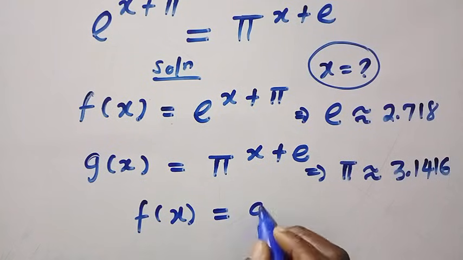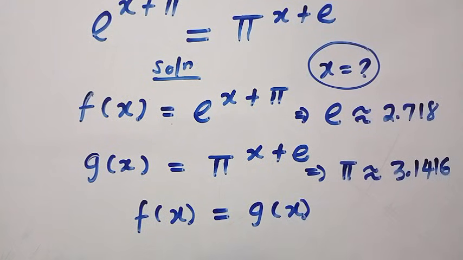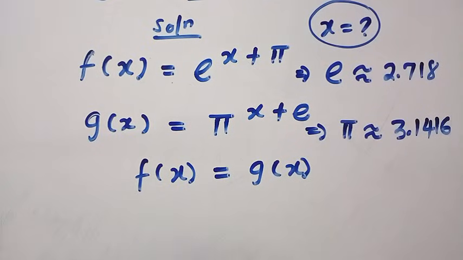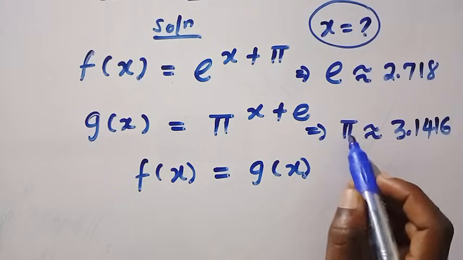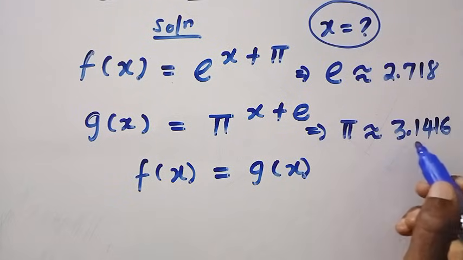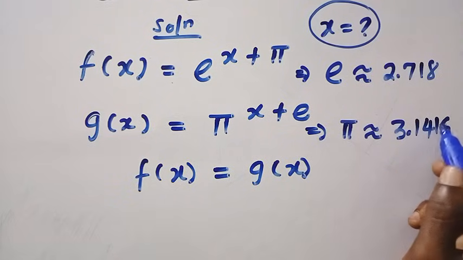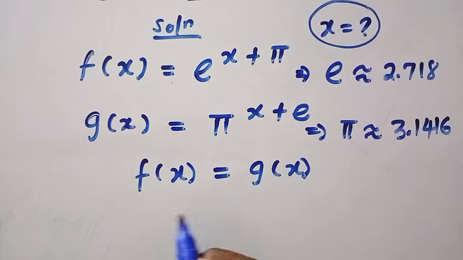The two functions intersect when f(x) equals g(x). But which one grows faster and which one grows less? Because both of these are exponential, to know the one that grows faster, we consider the one with the highest base, which is π. π has 3.1416, which grows faster than e.